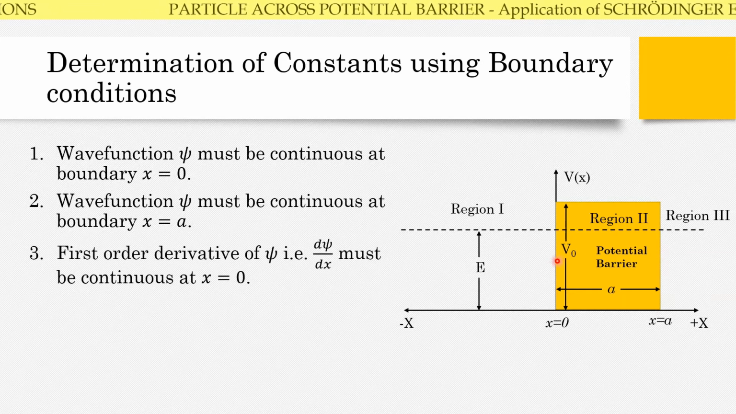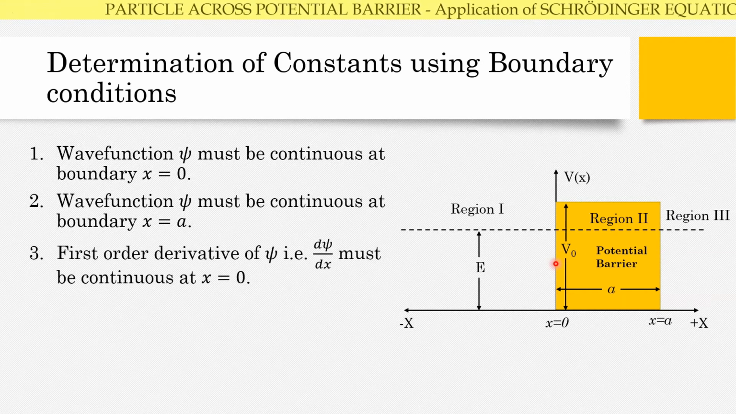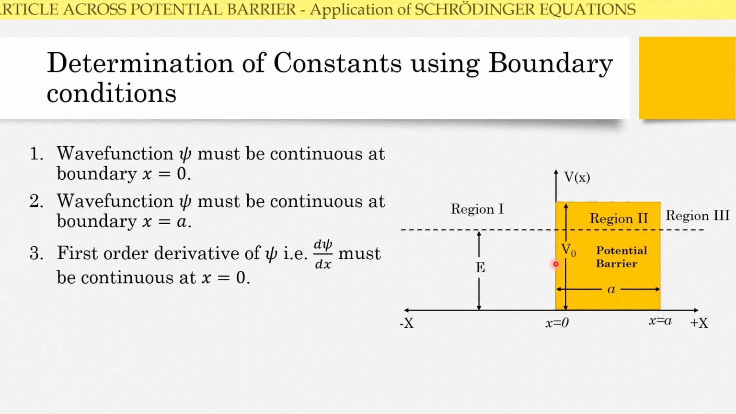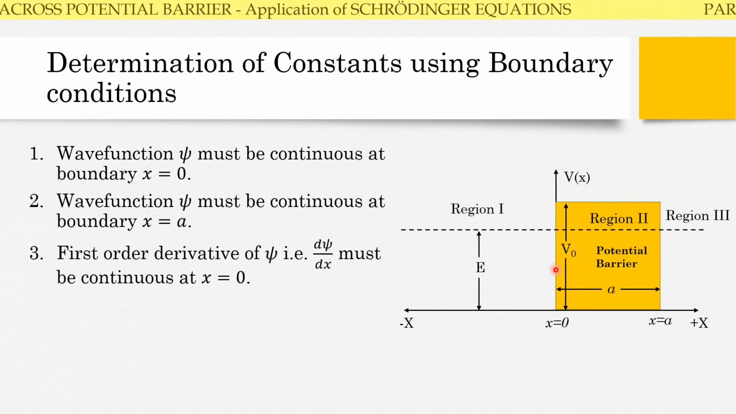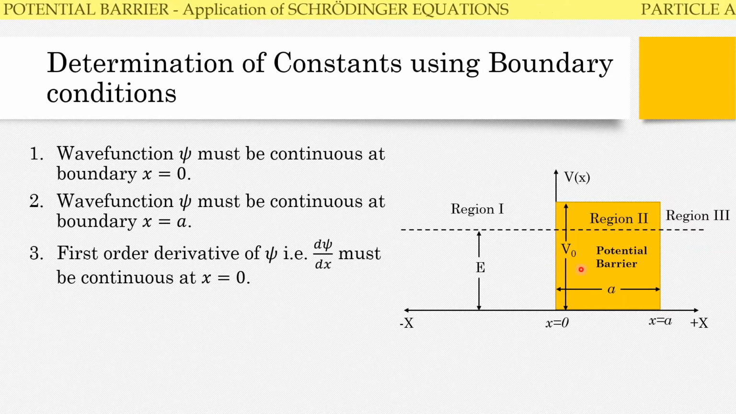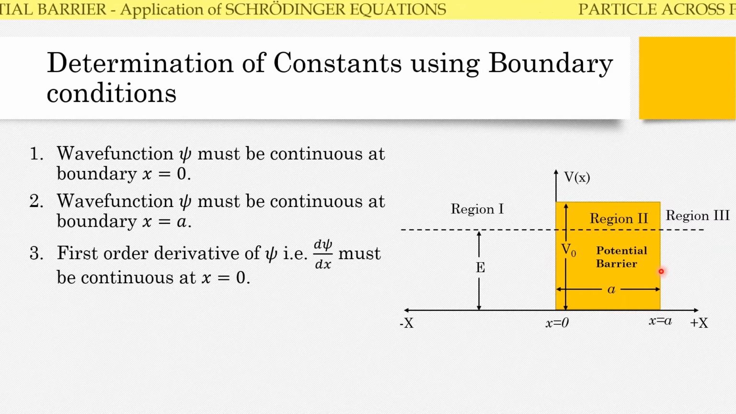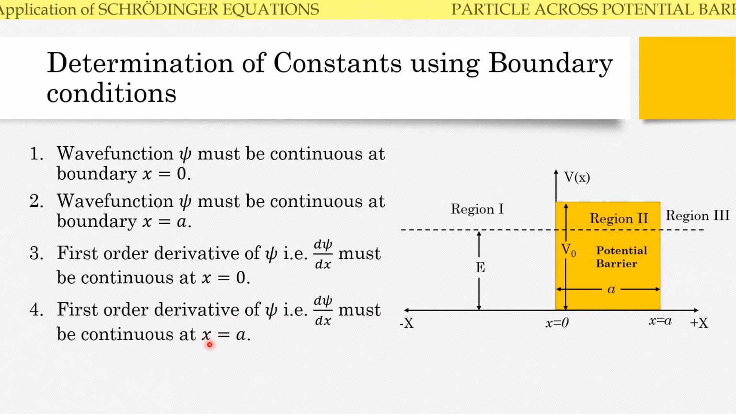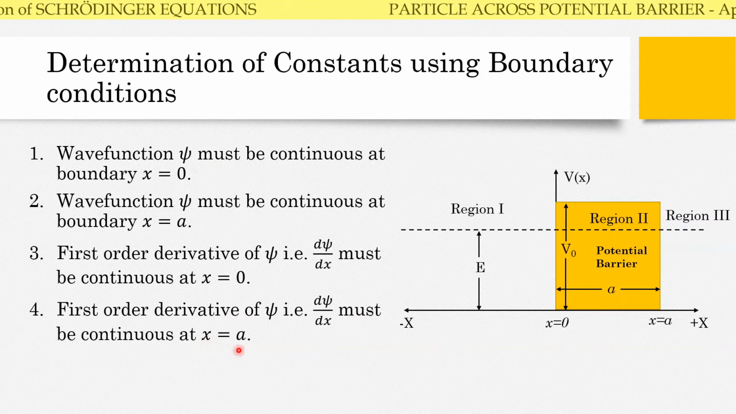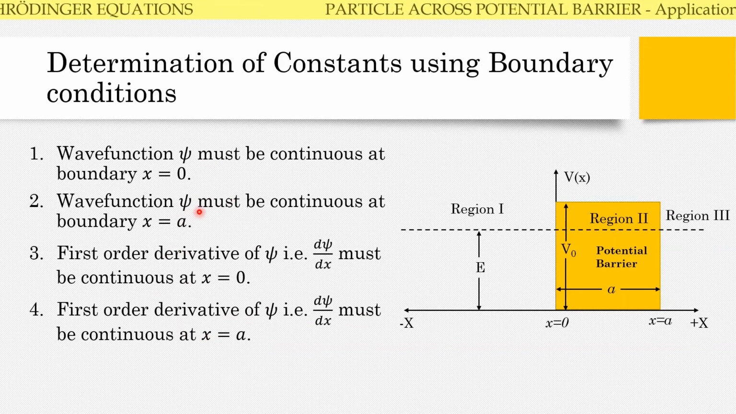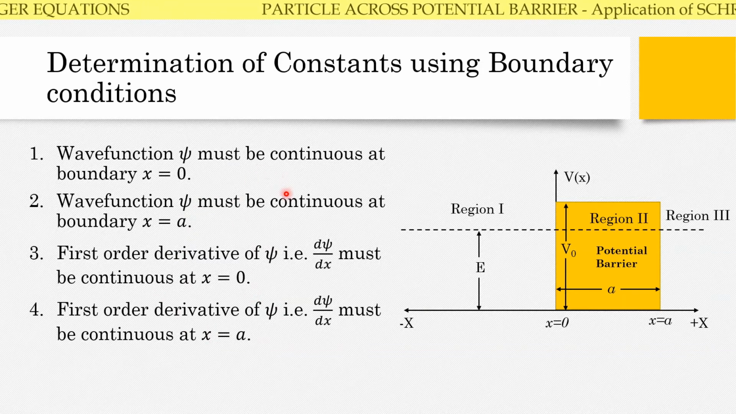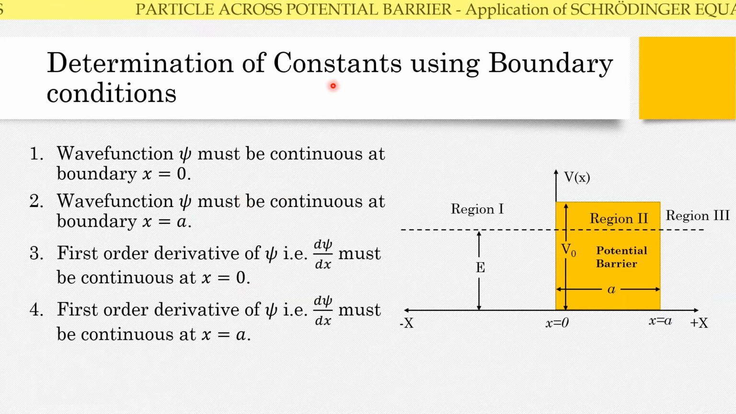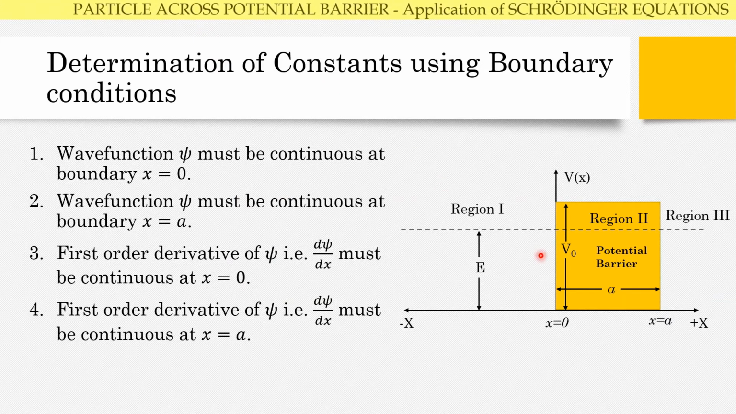Third, along with the value of the wave function, its derivative also must be continuous, at x equal to 0 and x equal to a also. So the fourth condition is that the derivative must be continuous at x equal to a. So these are the four boundary conditions that we are going to use in order to determine the constants which are involved in the solutions of the wave function in all these three regions.